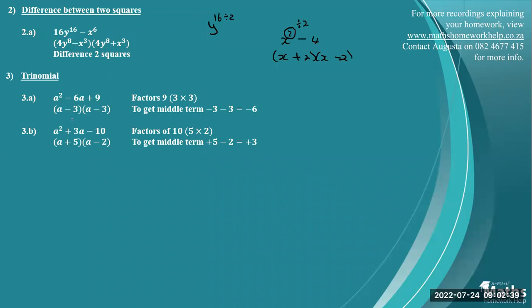The trinomial again, negative 6, so it's negative 3 and negative 3. The 10 here, you have to work with 5 times 2. And because it's a plus 3, I have 5 minus 2 will give me a positive 3.